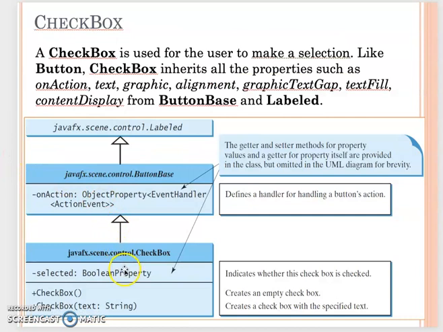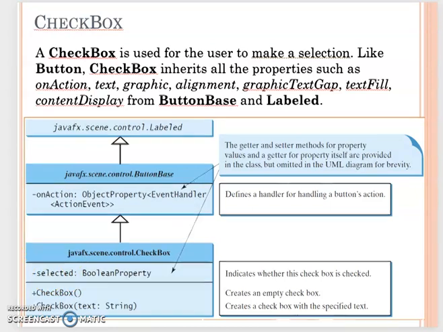So here is the checkbox, the same thing, they are inherited from the button base. You will see they were just using the set on action to add the listener. For each checkbox, they display a string. And how do I know this box is selected or not? You will just see the isSelected. It returns a boolean. If that's true, that means that checkbox is selected. If false, that means that checkbox is not selected.